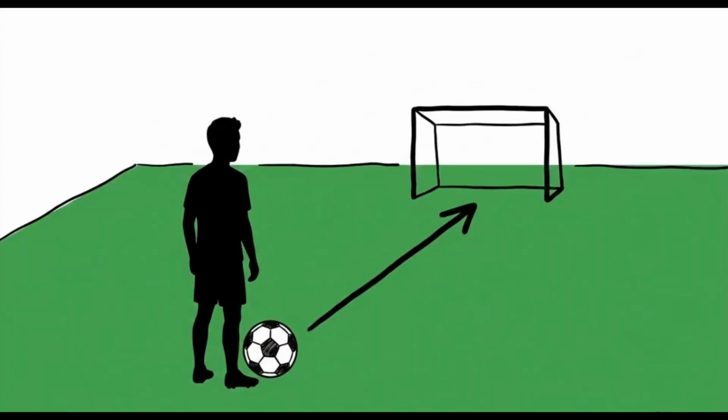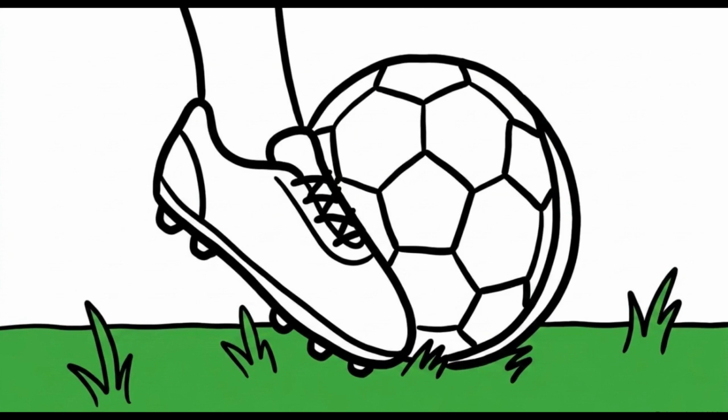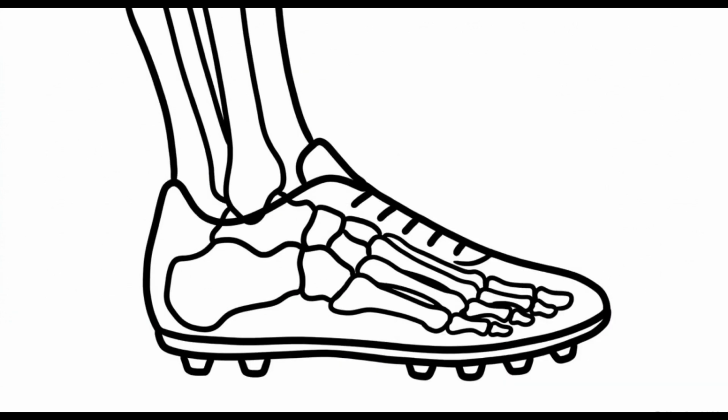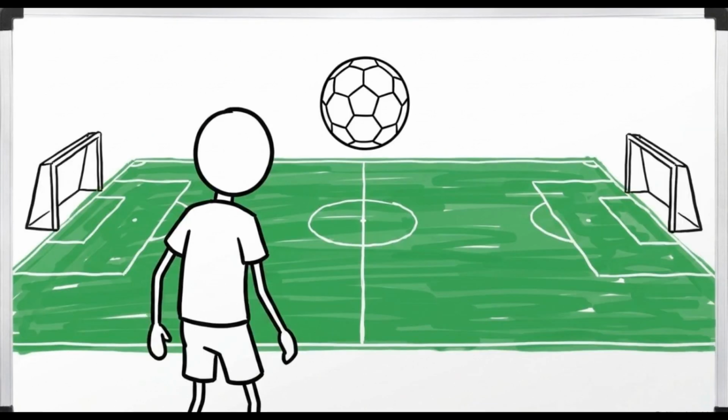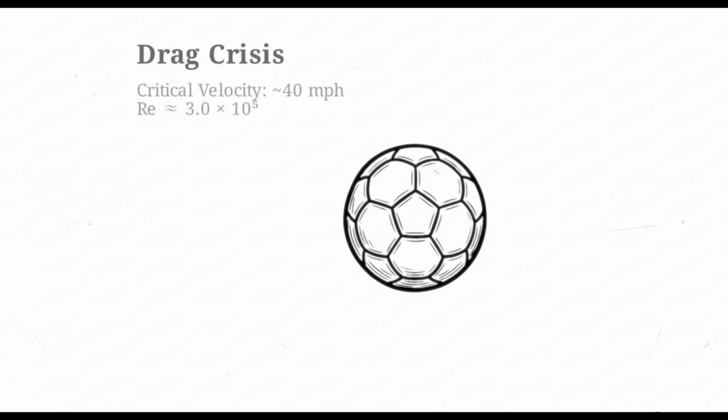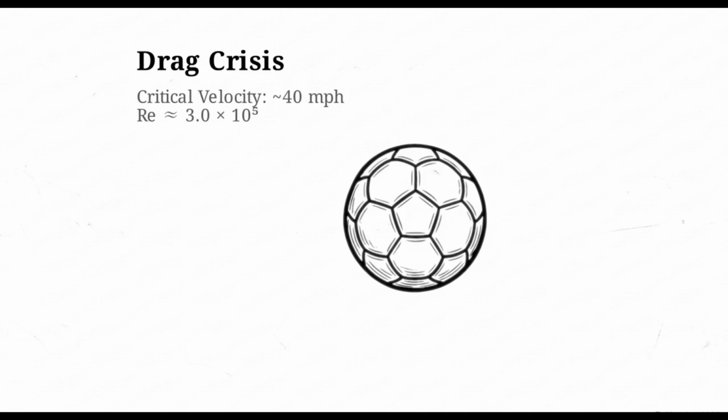So, what happens when a player completely eliminates spin? If you hit the absolute dead center, lock your ankle tight, and abort your follow-through instantly, you create the knuckleball. Looking at this 3D model, we see a ball flying without the stabilizing rotation of the Magnus effect. Instead, it enters a transitional aerodynamic state called the drag crisis.